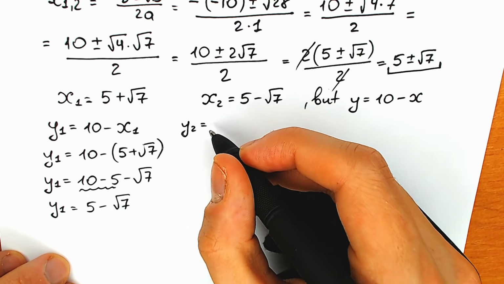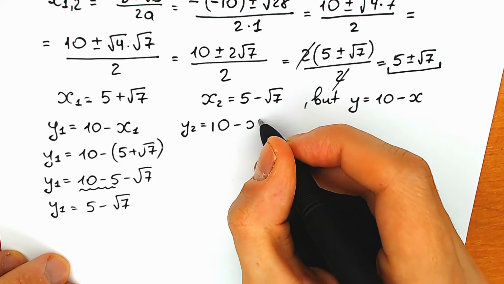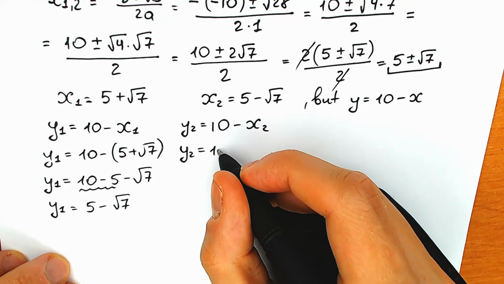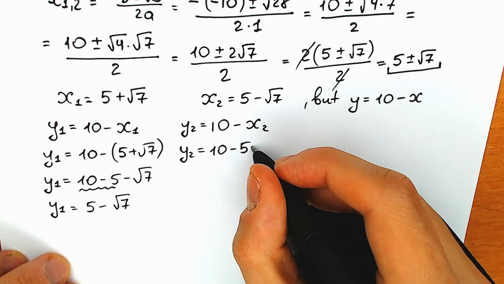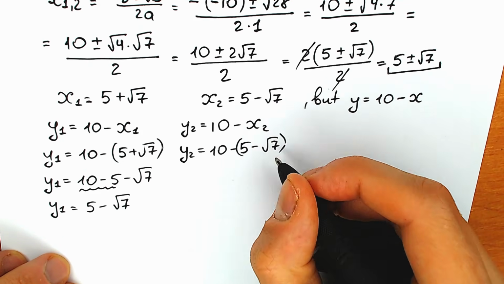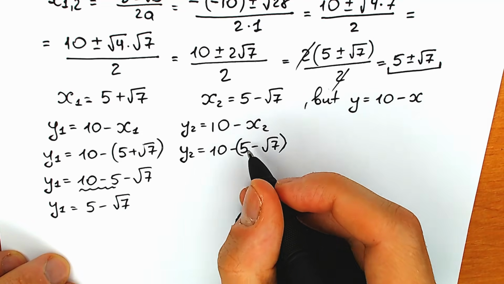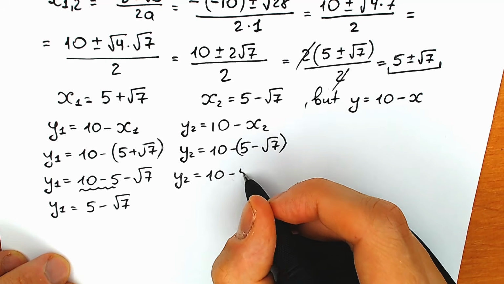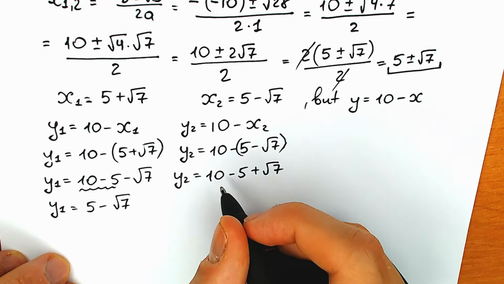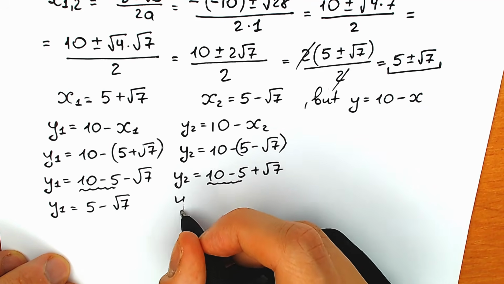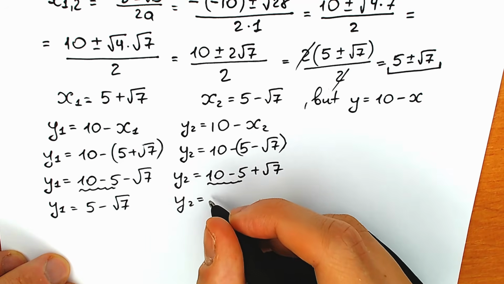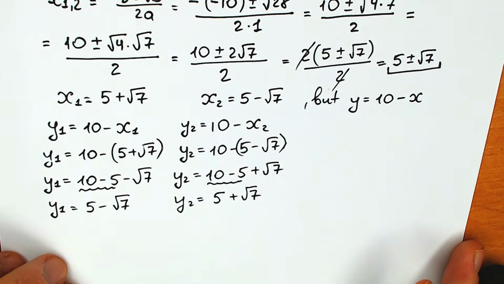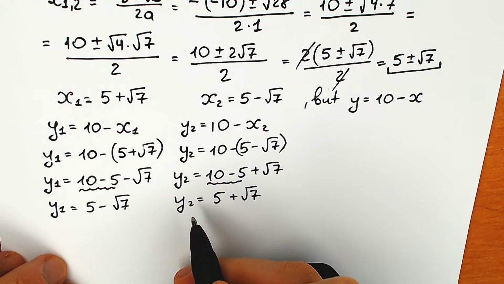A second part, what about y second? Let's solve it. So we have 10 minus x second, and we know x second, so right now let's plug it in. So we have y second equal to 10 minus (5 minus square root of 7). Right now let's multiply this minus 1 by this parenthesis. So we have y second equal to 10 minus 5 plus square root of 7. And the same beginning, 10 minus 5 equal to 5. So our answer, y second, 5 plus square root of 7. Okay, so we have our answer.